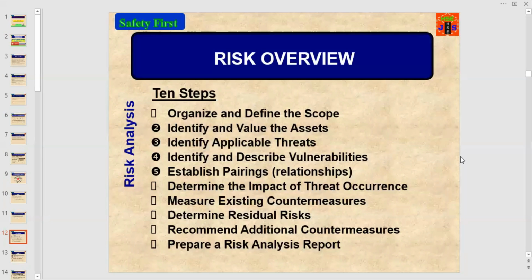Number seven, measure existing countermeasures. Number eight, determine residual risk. Number nine, recommend additional countermeasures. And number 10, prepare a risk analysis report.